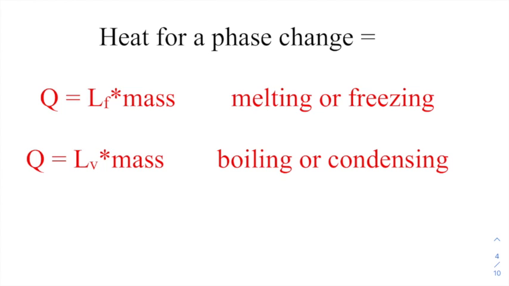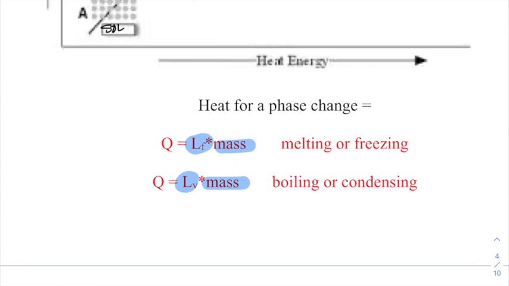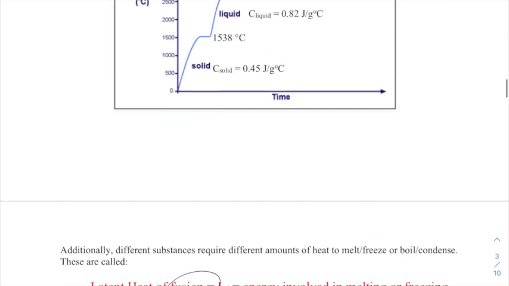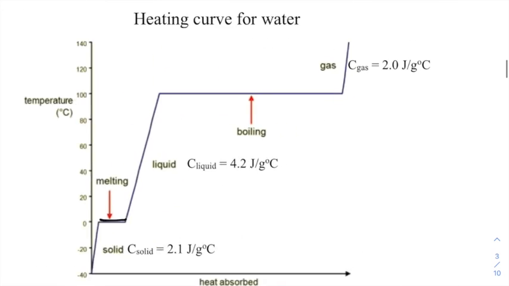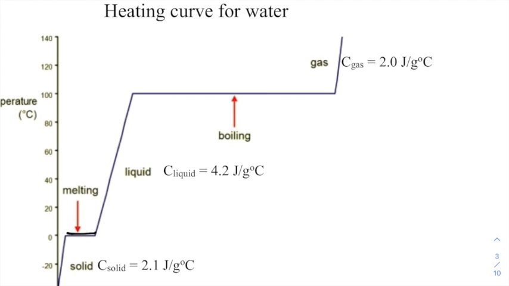So these are our new equations for boiling, condensing, melting, and freezing. It's just going to be L of F times the mass, or L of V times the mass. It's very, very simple. So coming back up here to these guys, we are going to have to take into account multiple factors, probably three different factors.